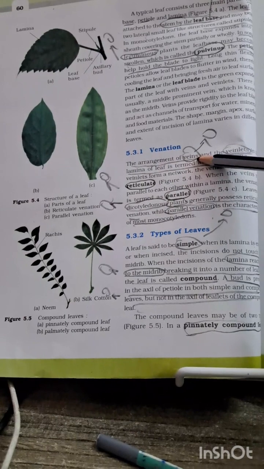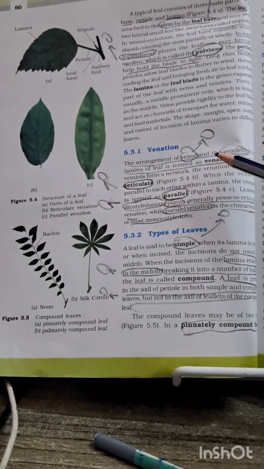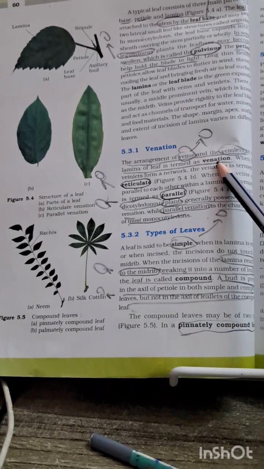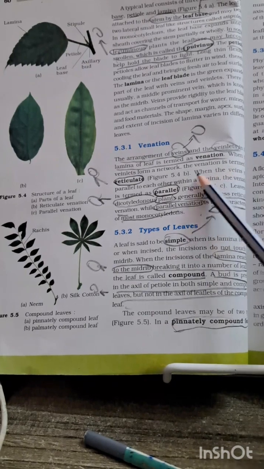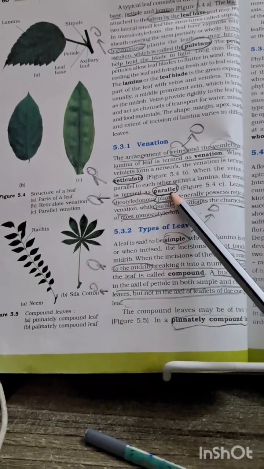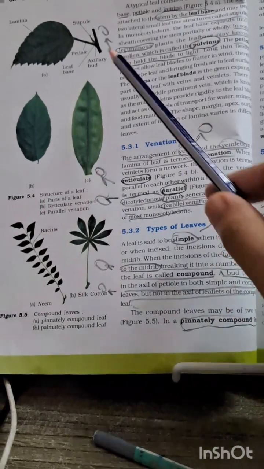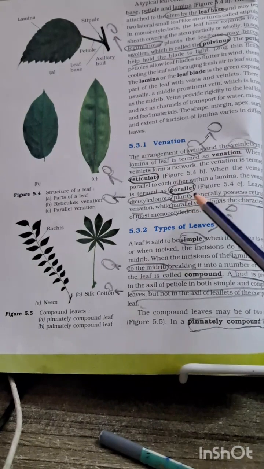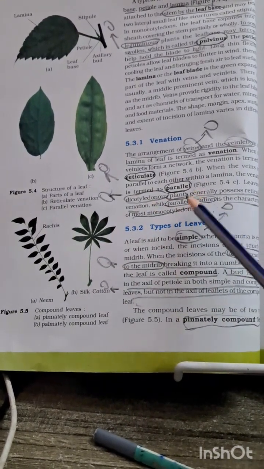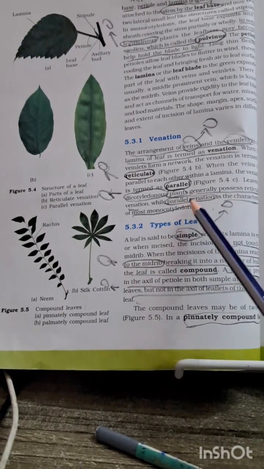So the arrangement of veins and veinlets in the lamina of a leaf is termed as venation. So they might ask you about the definition of venation in MCQ form, and about the types, that is reticulate and parallel. They might ask you an image based question as it has been shown, or they might ask you the parts of a leaf as it has been shown here, or they might ask you in dicotyledonous plants generally which venation is present, that is reticulate, and in monocotyledons it's parallel venation.